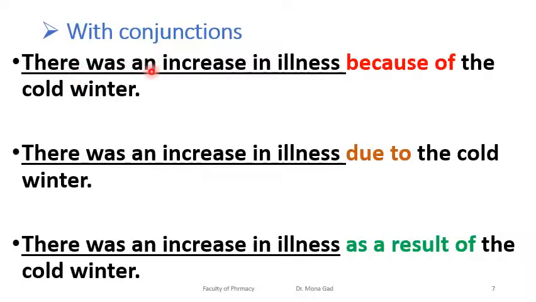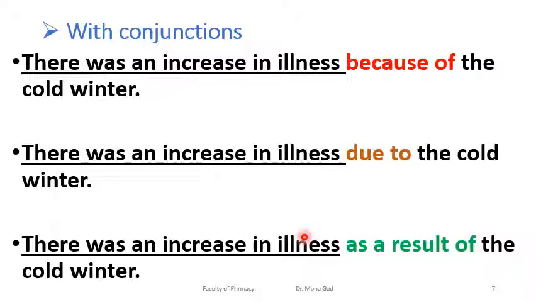There was an increase in illness because of the cold winter. Again, I started with the effect, the increase in illness, and then the conjunction ended with the cause. There was an increase in illness due to the cold winter. There was an increase in illness as a result of the cold winter.